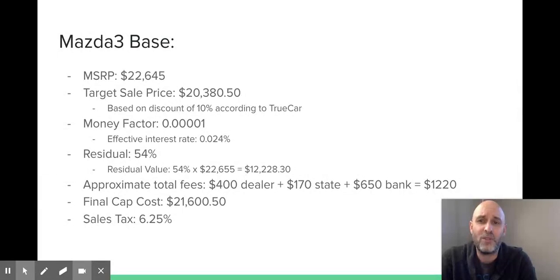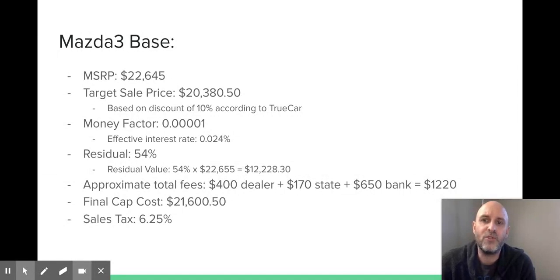The residual value is only 54%. That's not very high. So the residual value of this car is $22,645 times 54%, which is just over $12,000.